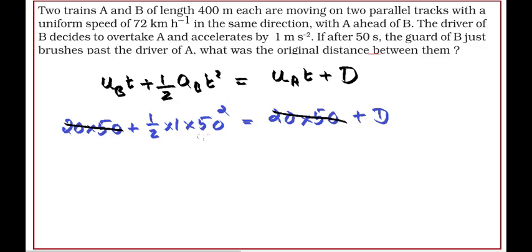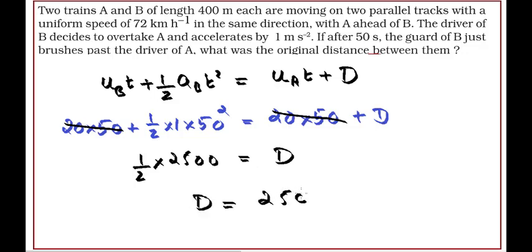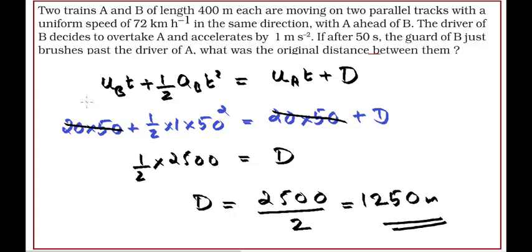Now what is left is half into 1 into 50 square, and half into 50 square is 2500. That is the original distance between them, so d equal to 2500. 2500 divided by 2 will be the answer, that is 1250 meters. Why is it meters? Because we converted the unit into meters per second, and we use the time as seconds. So the answer is 1250. The original distance between the guard of B and the driver of A is 1250 meters.